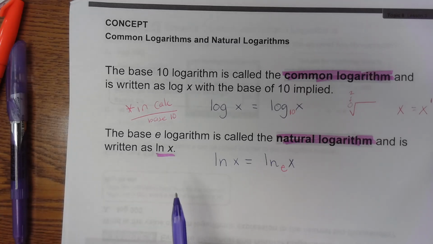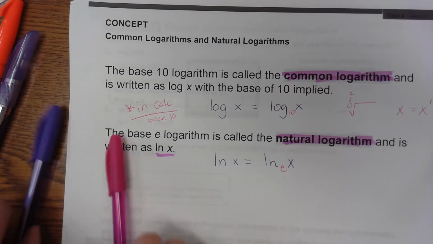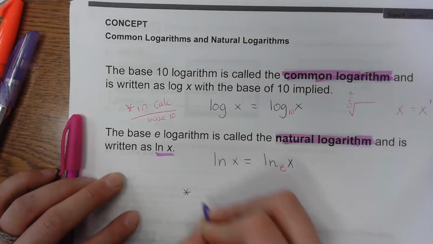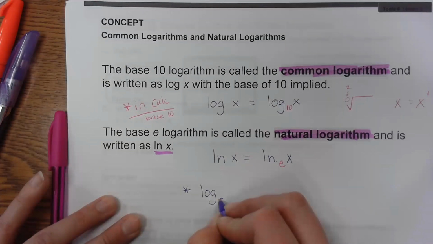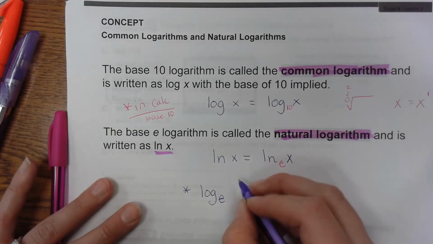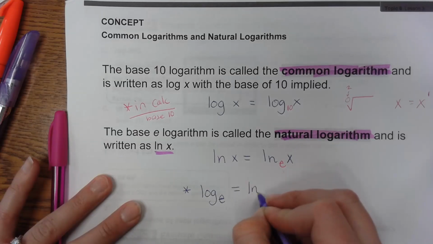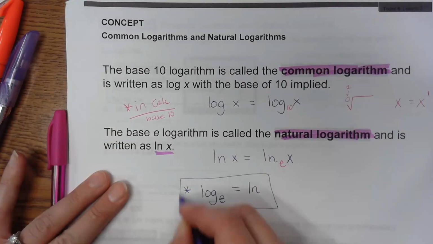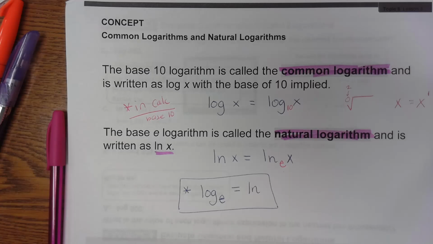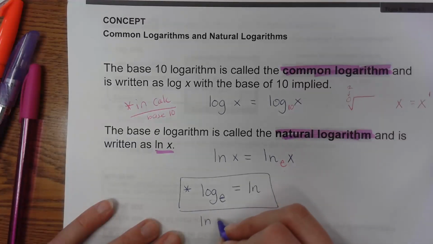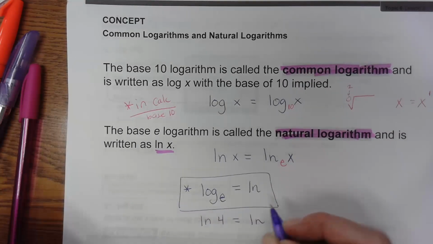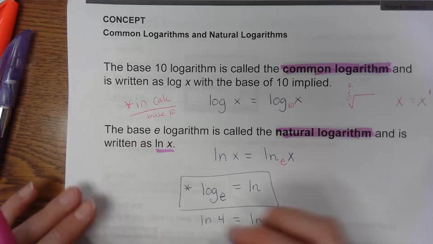The other thing I want you to know, and I want you to write this down in your notes, is that log base e is equal to the ln. So anytime you have log base e, when we're switching back and forth, that is the natural log. If you see the ln of 4, that's really like saying the log base e of 4.